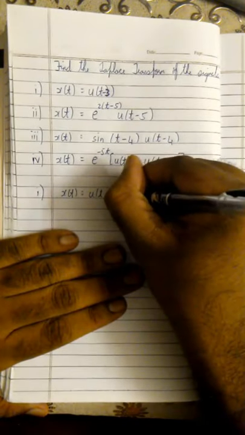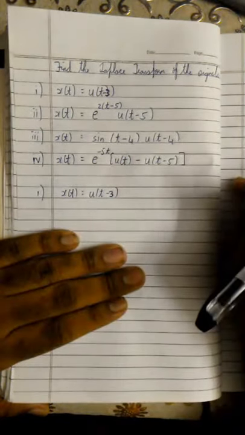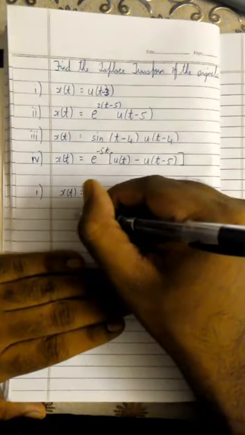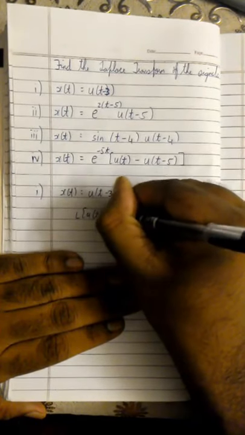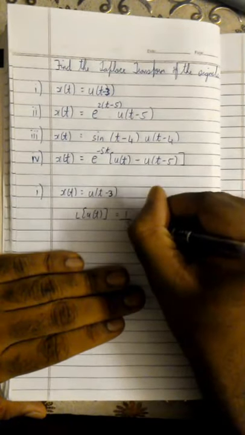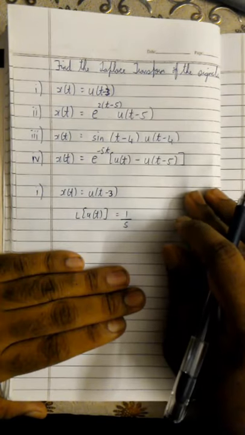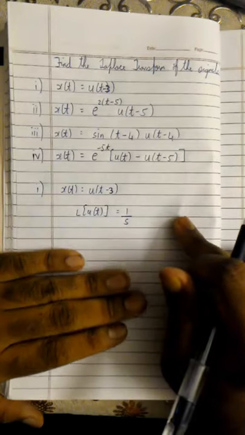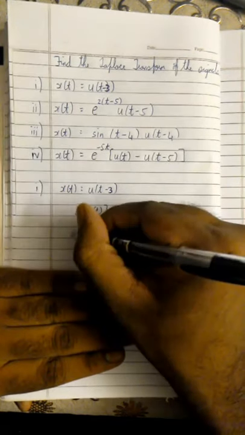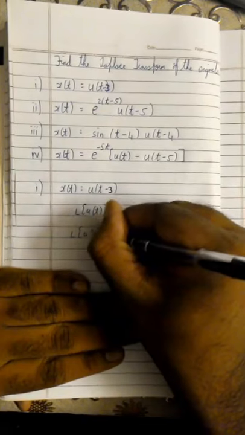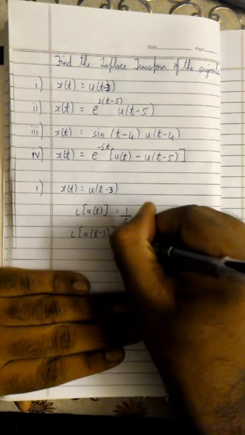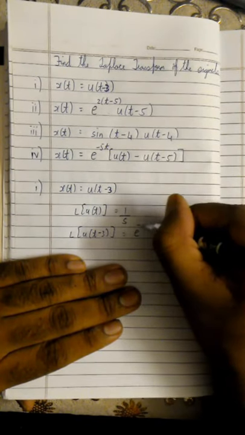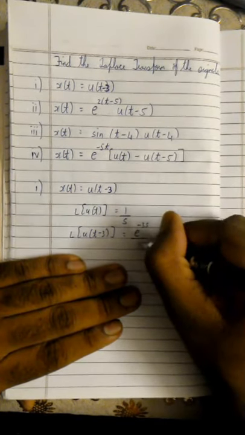So find the Laplace transform of u of t minus 3. Okay, as we all know, the Laplace transform of u of t is equal to 1 by s, right? So if this is the Laplace transform of u of t, then I could say that the Laplace transform of u of t minus 3 is equal to e raised to minus 3s by s.